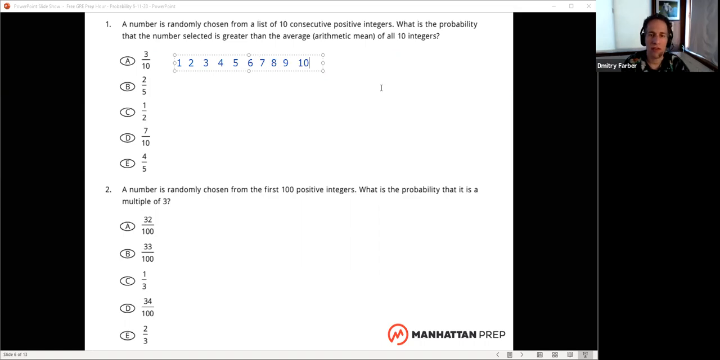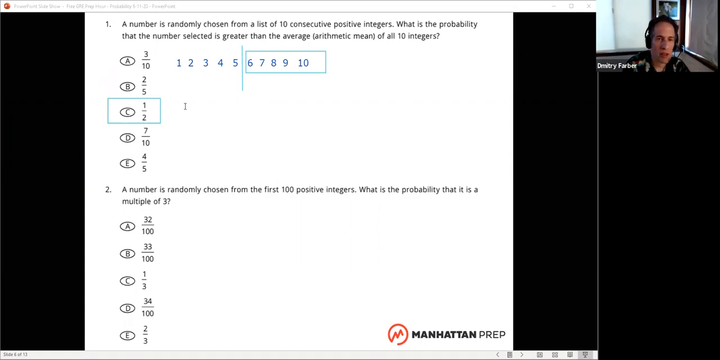What's the average value of this list? 5.5, right in the middle. Anytime you have an even number of terms, the median will be in the middle. And when you have consecutive terms, the median and the mean, the actual average, are the same. So half of them are above average and half of them are below. And it's a very precise thing. We don't need to do anything fancy in order to calculate that.